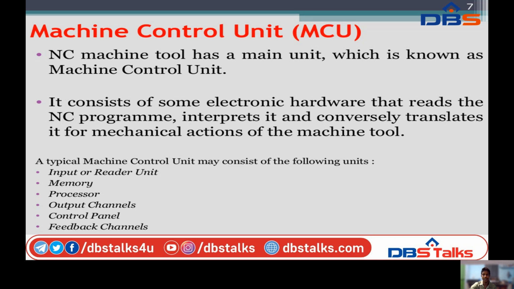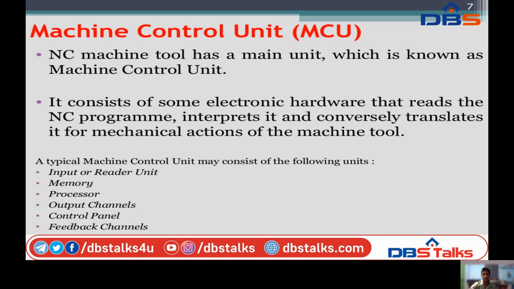Okay, what is the requirement for us? Those are all done by using the machine control unit. A typical machine control unit may consist of the following units: input or reader unit, memory, processor, output channels, control panel, and feedback channel.